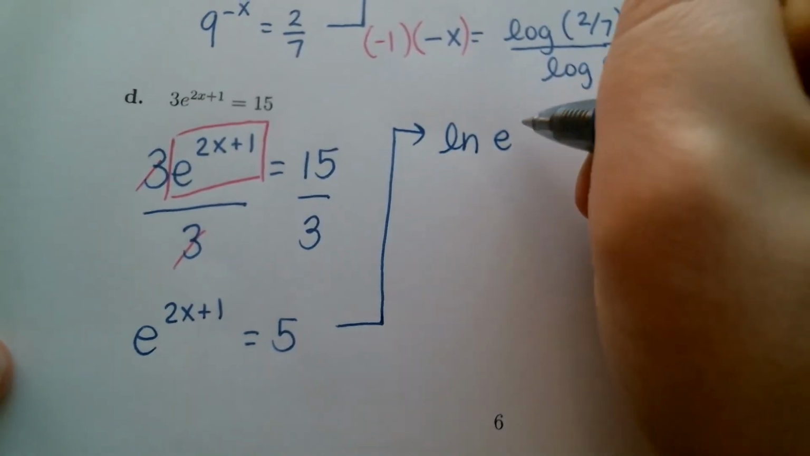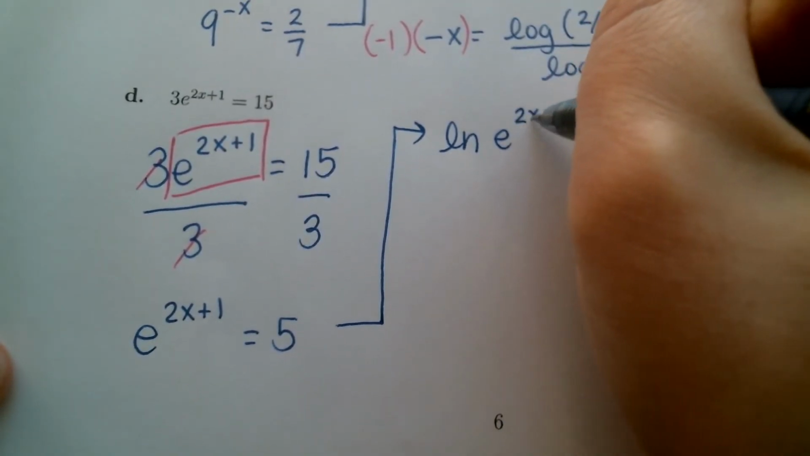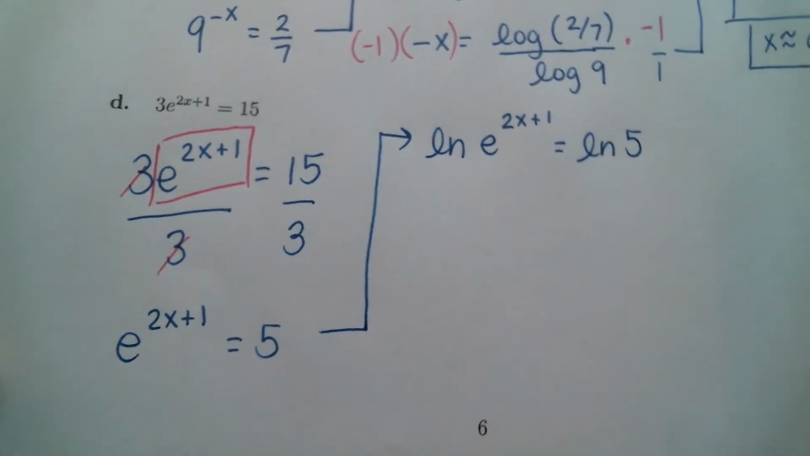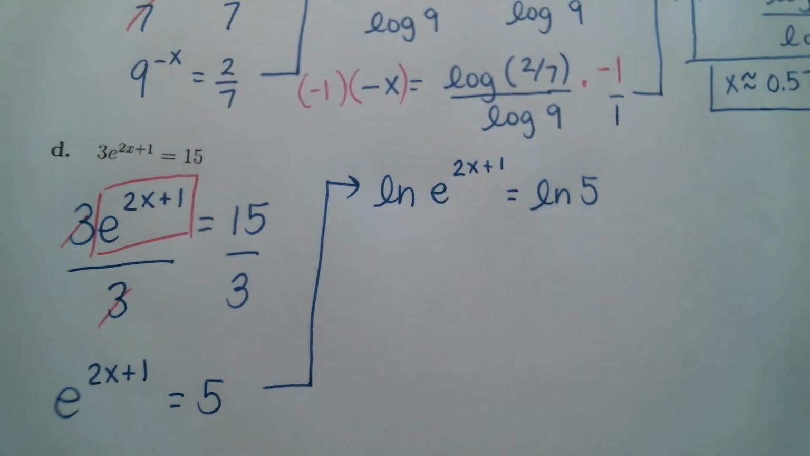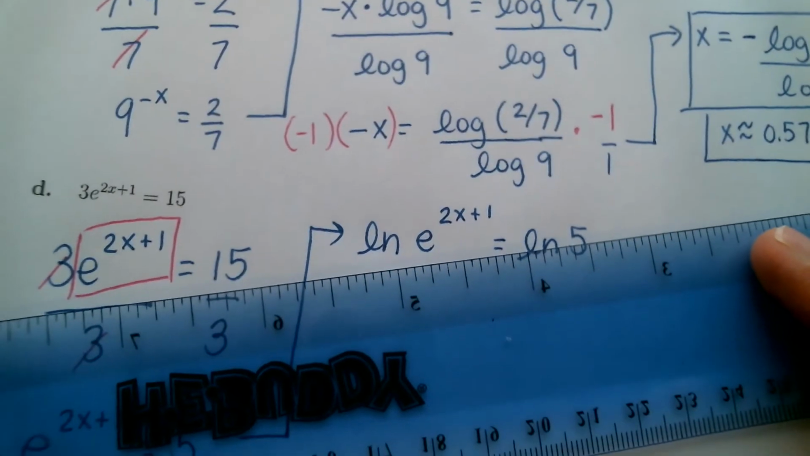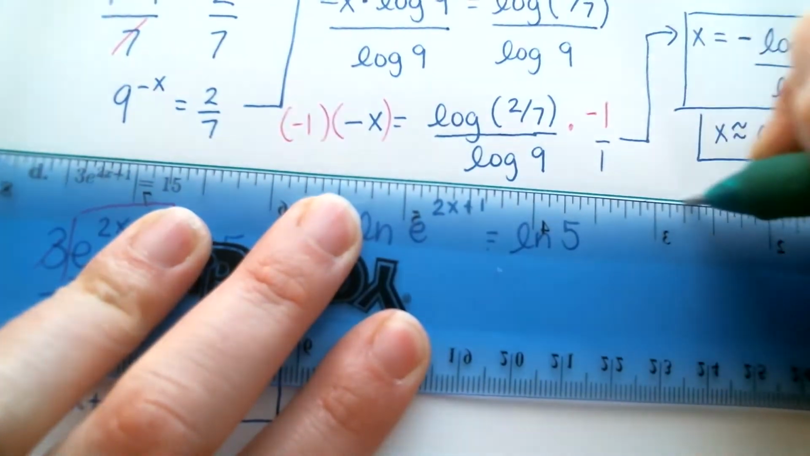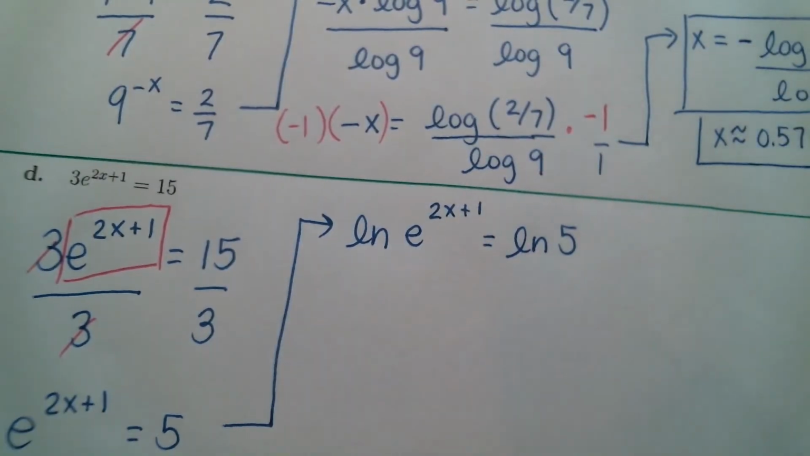So I'm going to get the natural log of e raised to the 2x plus 1 power is equal to the natural log of 5. Let me partition this off so we don't mix it up. I have a bad habit of writing close to the previous work, sorry. Okay, so here we go.